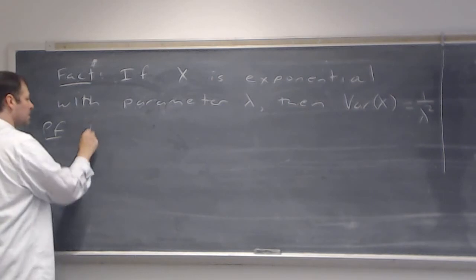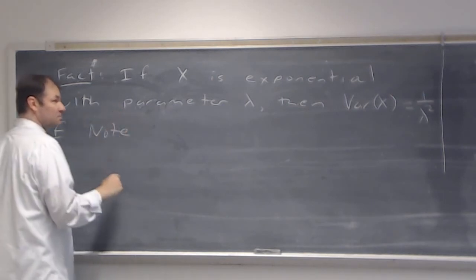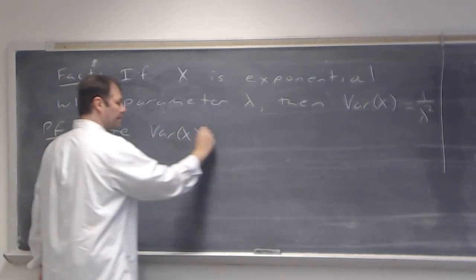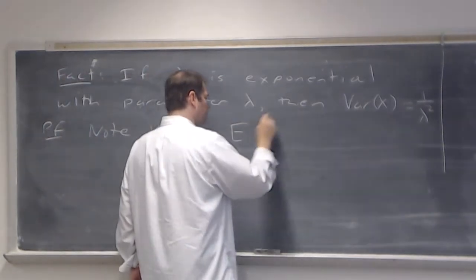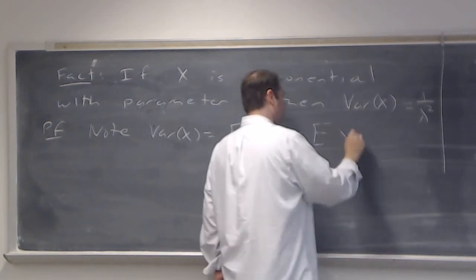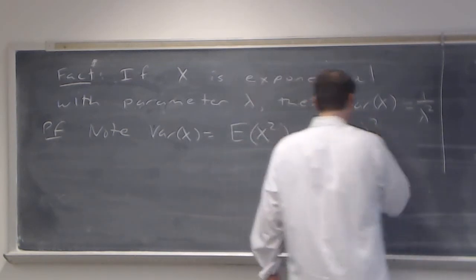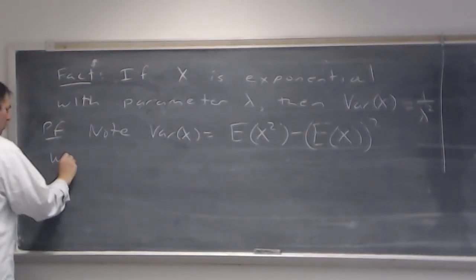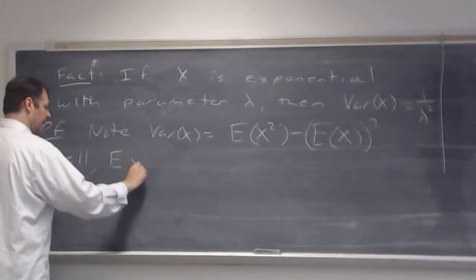Okay, so we know we're talking about an exponential random variable. Note the variance of X by our formula is equal to the expected value of X squared minus the expected value of X, squared. Well, this guy I've already got. So what is the expected value of X squared?